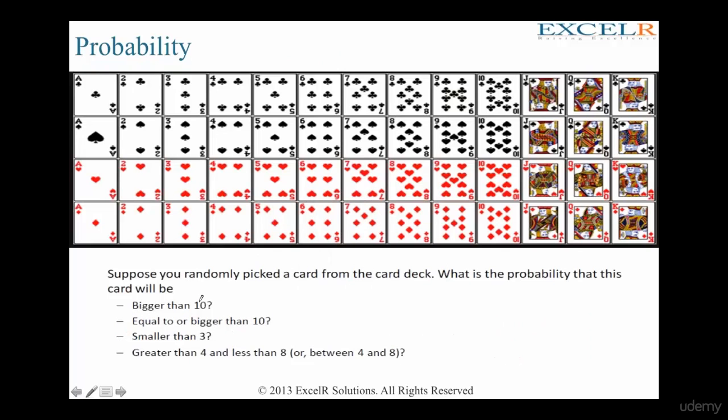If you randomly pick a card from a card deck of 52 cards, what is the probability that it is greater than 4 and less than 8? Greater than 4 and less than 8, you have 5, 6, and 7. You have 4 cards of type 5, 4 cards of type 6, and 4 cards of type 7. So the number of interested events is 12, divided by the total number of cards, 52. And that's the probability for you.